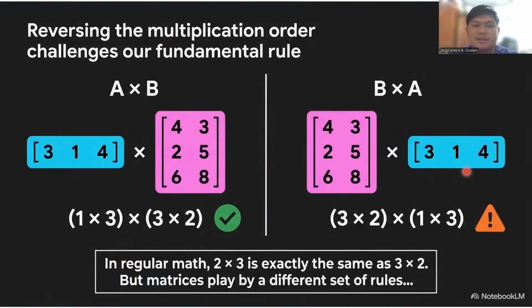Now, reversing the multiplication is incorrect. Basically, multiplication of matrices is non-commutative. Why? Because A times B has a dimension of 1 by 3, 3 by 2. If you try to interchange it, B times A, it has a dimension of 3 by 2 and 1 by 3. As you can see, the inner dimensions are not compatible. Therefore, you cannot multiply B by A. But you can multiply A to B since they are compatible.